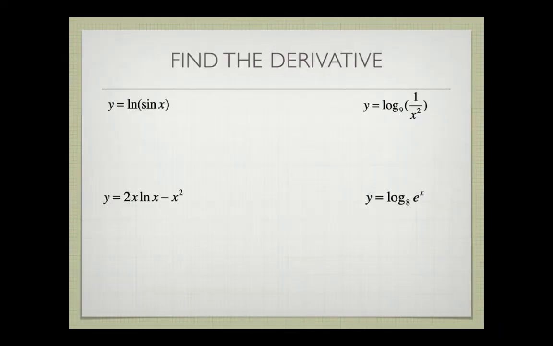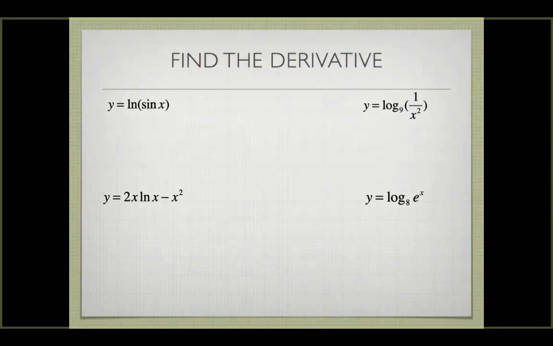So here you have y equals a natural log of sine of x. Again, if you remember, if we take the derivative with respect to x of ln u, it is 1 over u times du dx. So in this case, our u is sine of x. So y prime is 1 over sine of x.